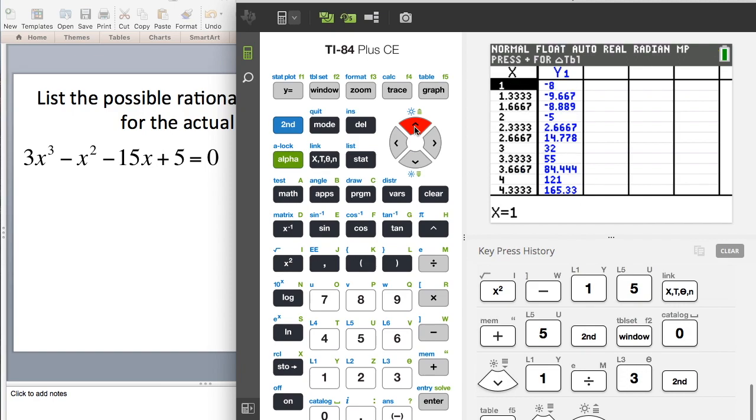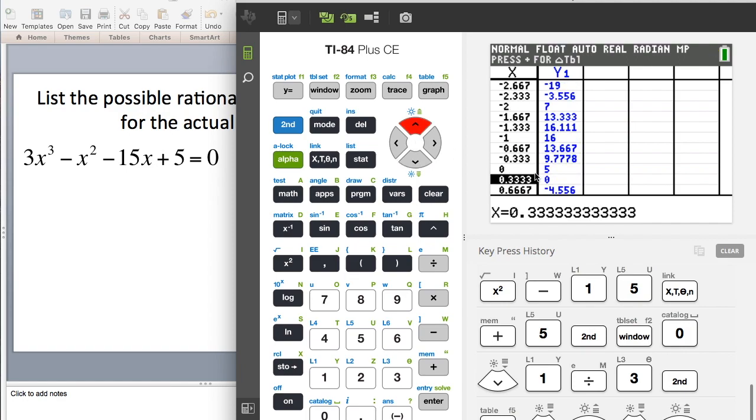So let me go check my negative values real quick. Okay, -1 is a no, -1/3 is a no. -5/3 is a no, and getting up to -5, -5 is a no. So the only actual solution in this case, again, we only had one of them, there it is, 1/3. 1/3 gave us 0, so 1/3 would be our actual solution.